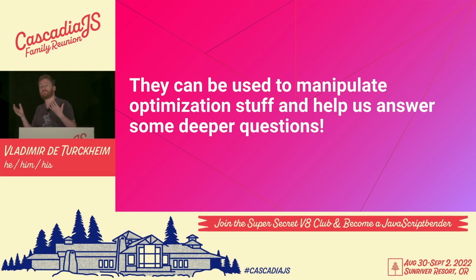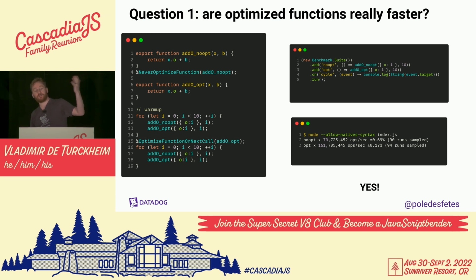And these native syntaxes can help us answer the deepest question of mankind, or maybe JavaScript. First question, are optimized functions really faster? That's a legitimate question. Do you have to care about your code being optimizable? Well, let's take addO, which is a slight variation of getO that takes O as the first argument and adds the second argument on that. And on the first version of this function, we'll call never optimize function, meaning we're telling V8, this function, you don't optimize. Then we have exactly the same function. We put a warm-up, so it has type information.